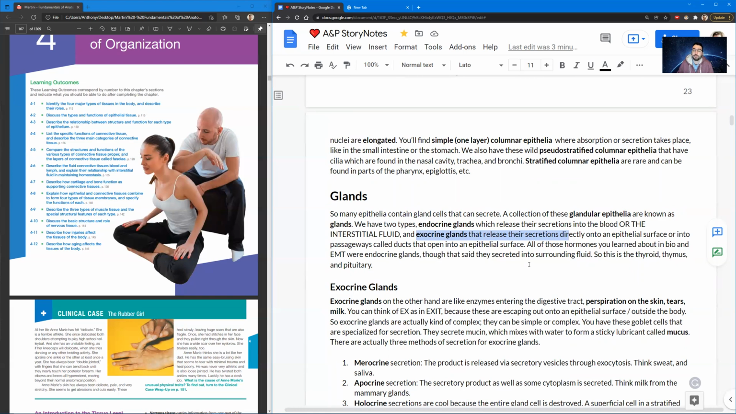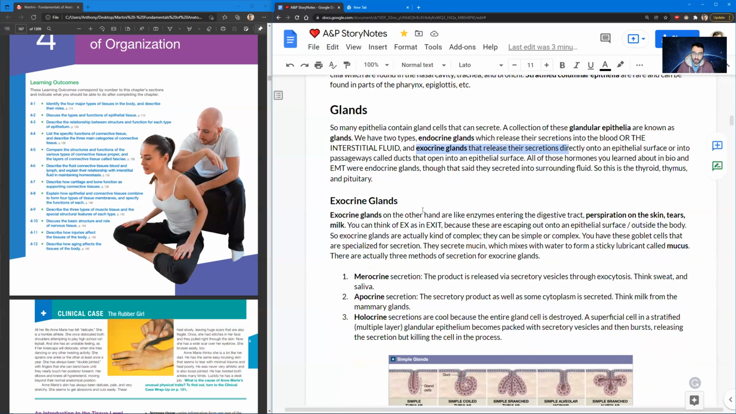All right. Exocrine glands. So here we go. These are like enzymes that are entering the digestive tract. So not necessarily going, in this case, onto the skin, but coming from the inside of the body into the pipes of our body, into our digestive system. So you can think of the EX of exocrine as an exit, because they're escaping onto a surface. They secrete mucin, which mixes with water to form a sticky lubricant called mucus.